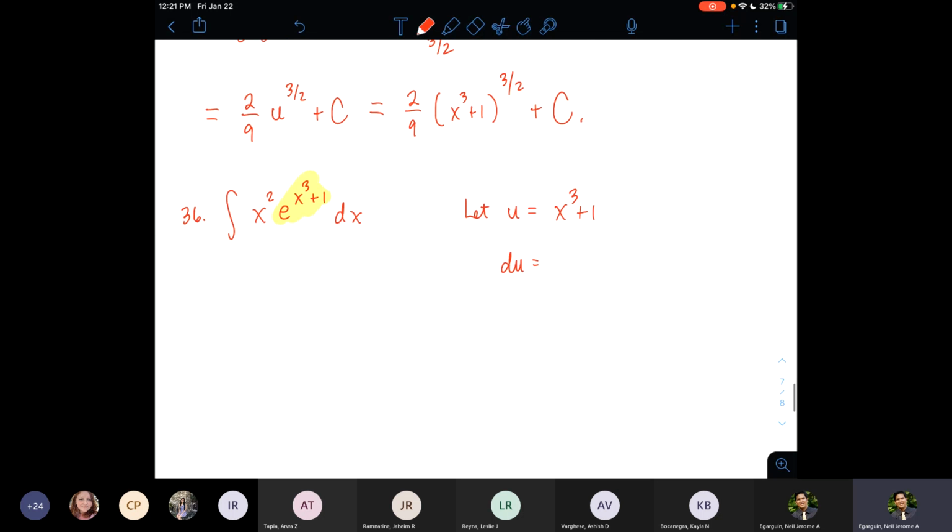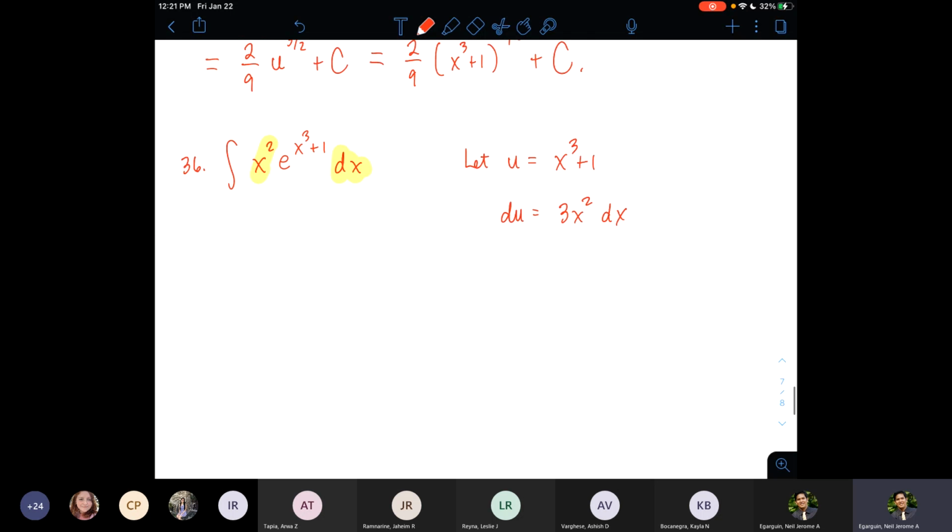So du will be what? 3x squared dx. And let's see if we have that present in the integral. I already have the x squared there. I have the dx there. What I'm just missing is the factor 3. But as we have seen in the previous example, a missing factor is not a big deal. You can just divide both sides by 3 to see that x squared dx can be replaced by du over 3, right? So that means in this integral, the highlighted factors will be replaced by du over 3.